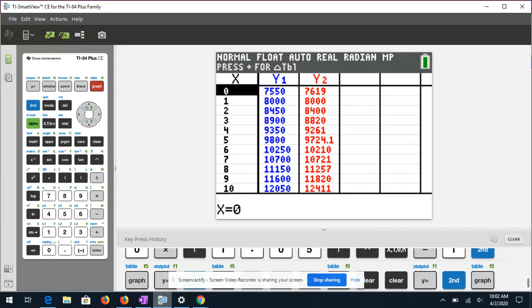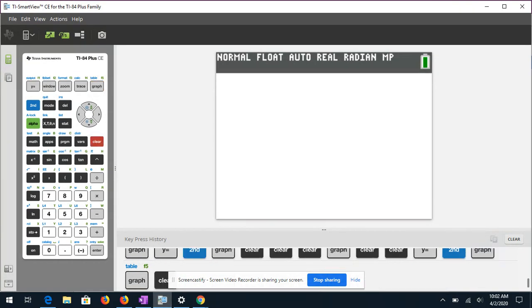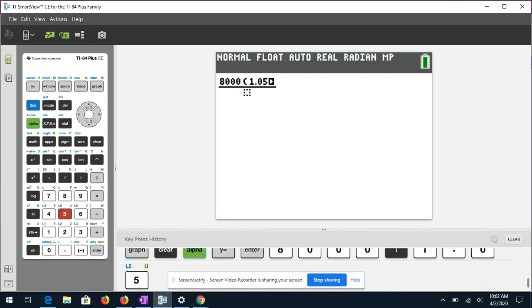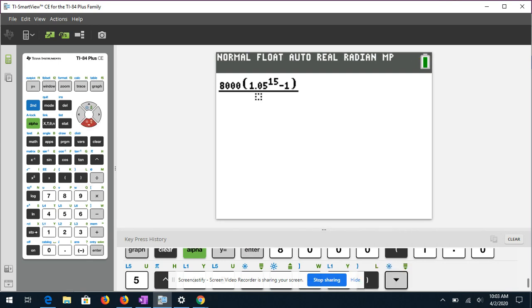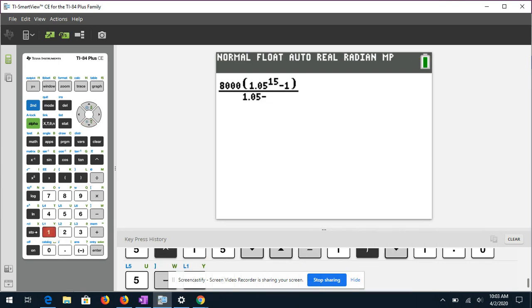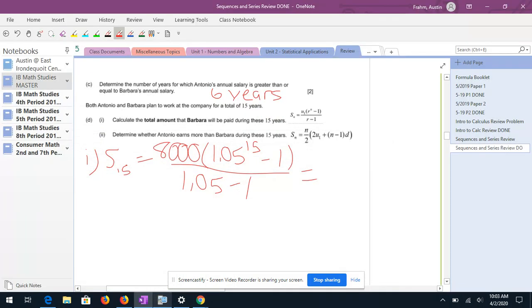We put that into our calculators. 8,000 times 1.05 to the 15th, minus 1, divided by 1.05 minus 1. We can round this to the nearest dollar. It's going to be $172,628. So that's how much Barbara makes total in her 15 years at the company.